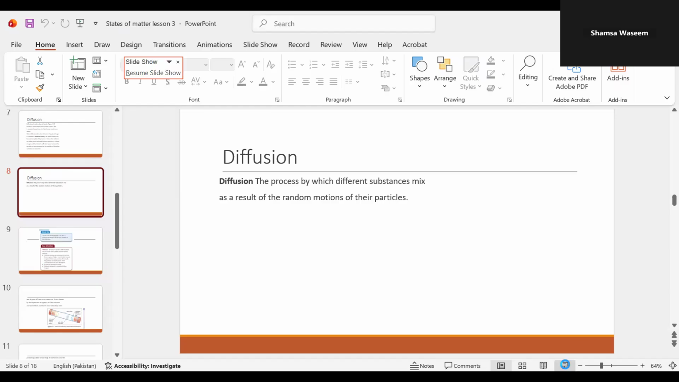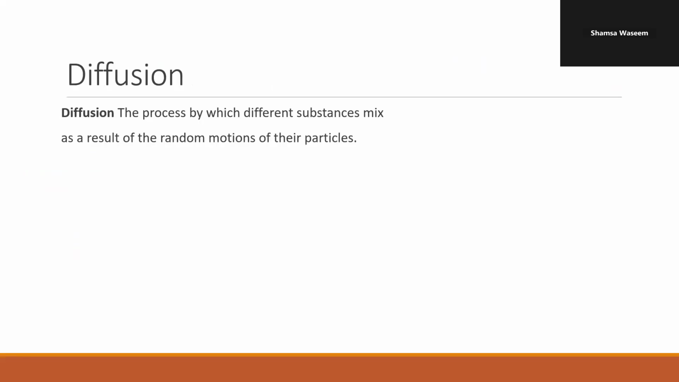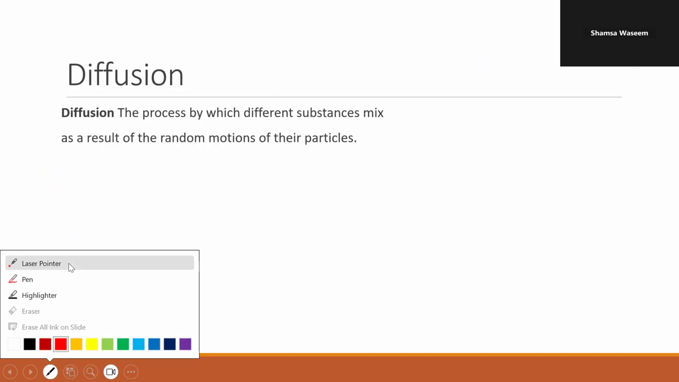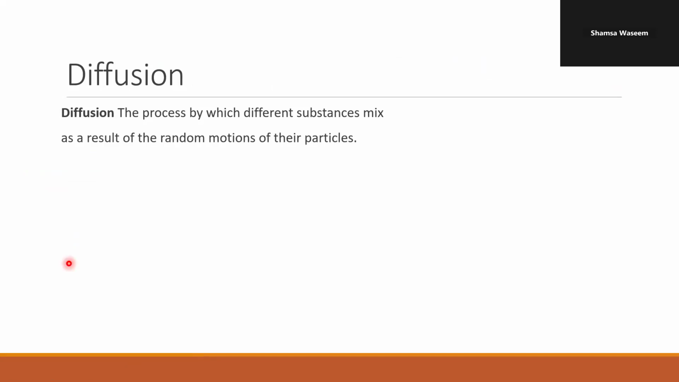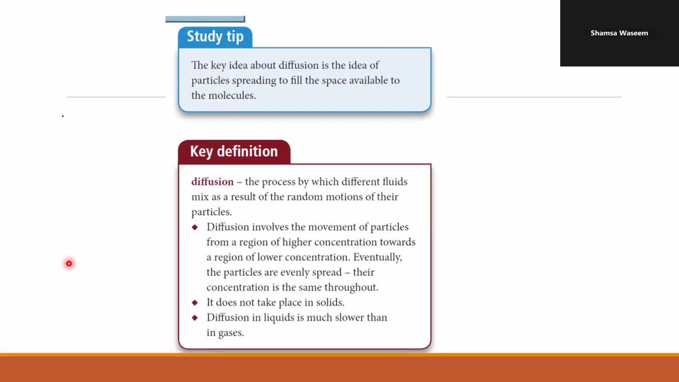Or intermingling of particles, mixing of particles due to random motion, right? That is going to be the marking point. But when you explain, like you might have seen when ammonia and HCl are mixed, what will be their effect, right? Then you say that it involves a movement of particles from a region of higher concentration to a region of lower concentration until eventually they are evenly spread. Okay. You can say that at equilibrium they have equal concentration, right?